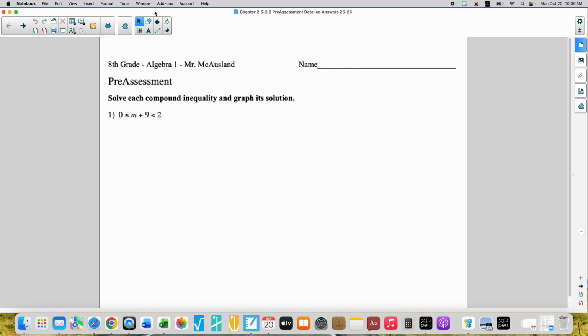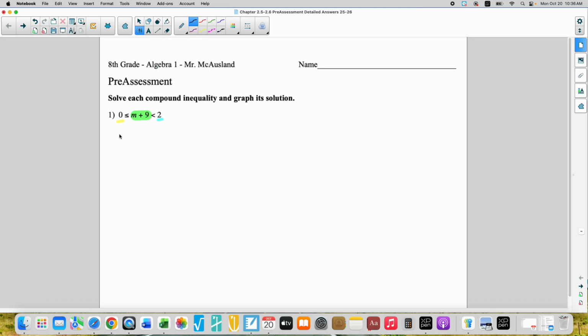We are going to have a pre-assessment on section 2526. And here we go. It says solve each compound inequality and graph its solution. So compound inequalities, we need to remember that we have this statement in the middle here, and it is going to be connected to both of these other statements. So we're going to take it piece by piece.